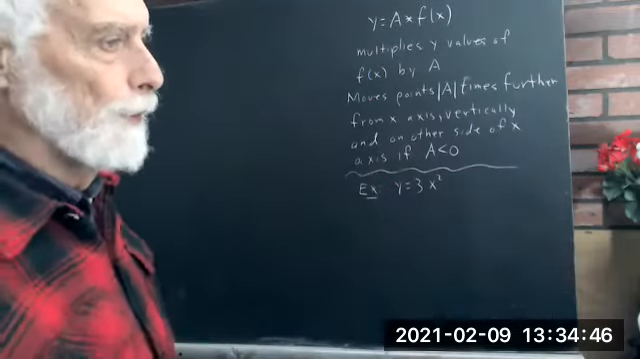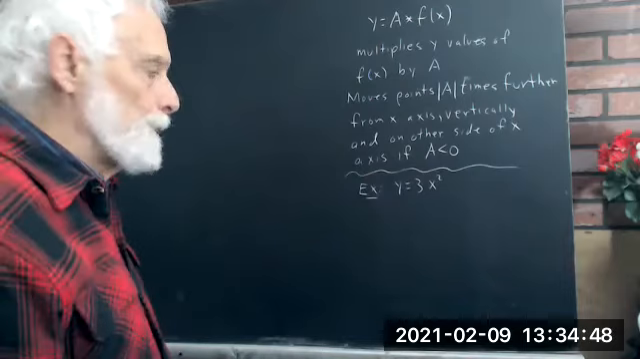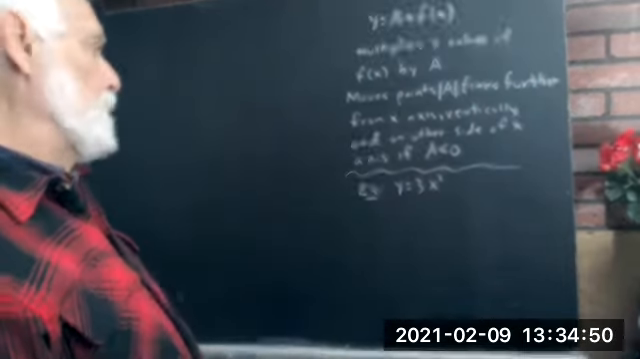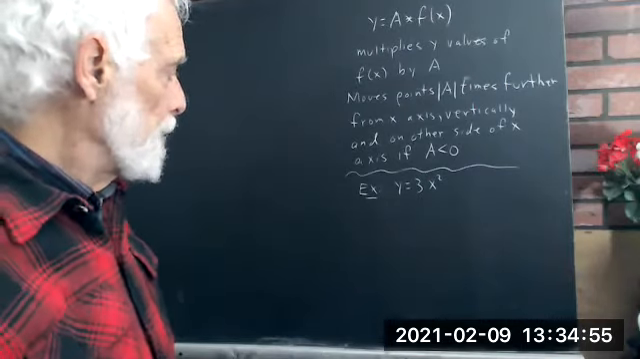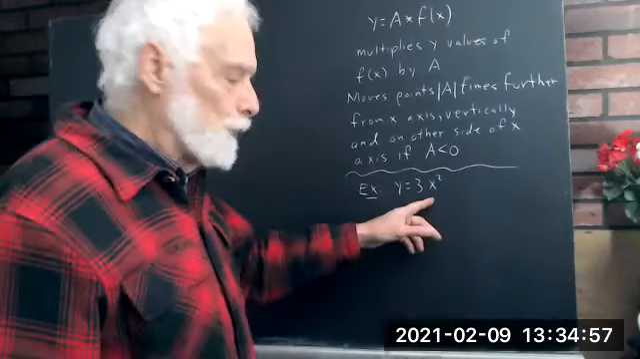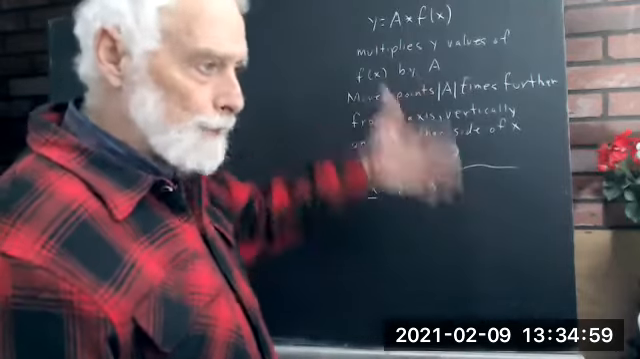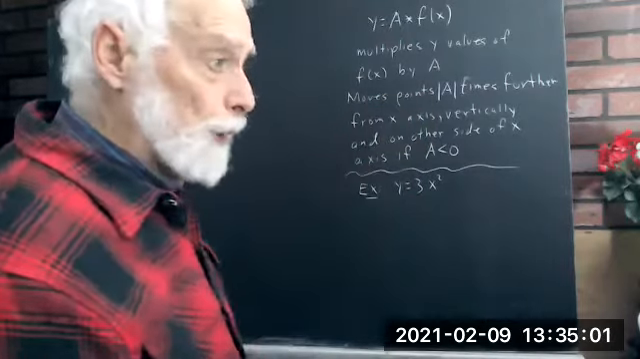I'm going to use y equals 3x squared. Now, one thing about 3x squared is it's a little inconvenient, because if x is -2, we're going to get 12 here, so we've got to have a pretty extensive y-axis, but we can handle that.